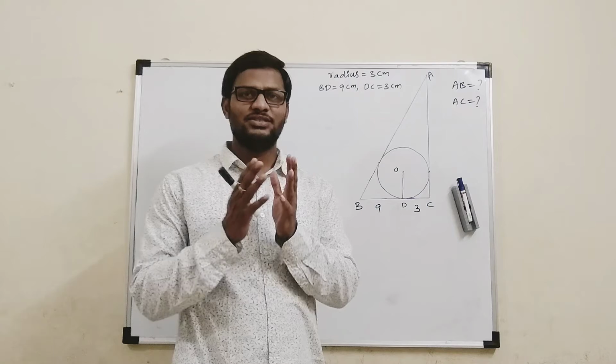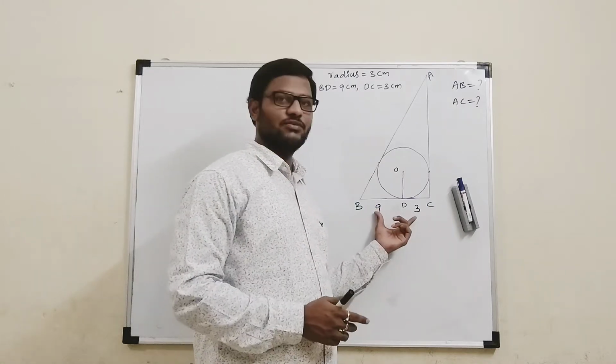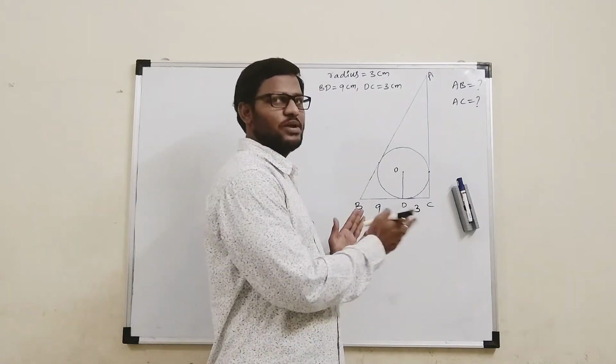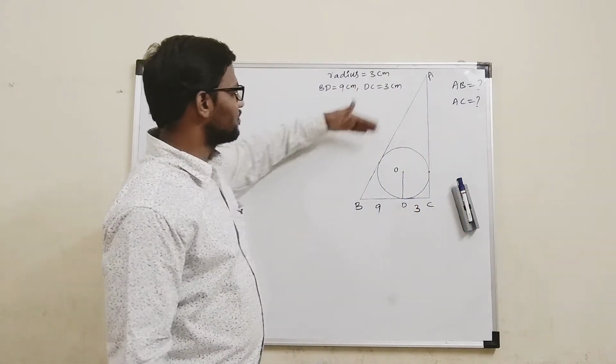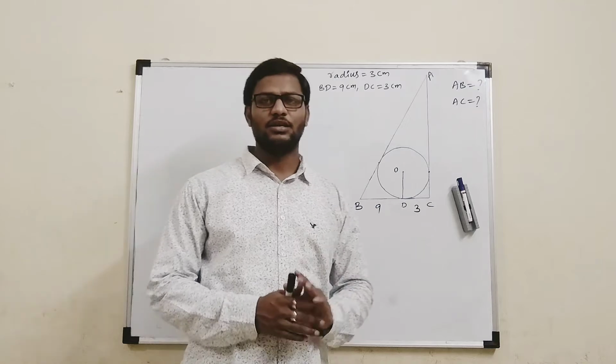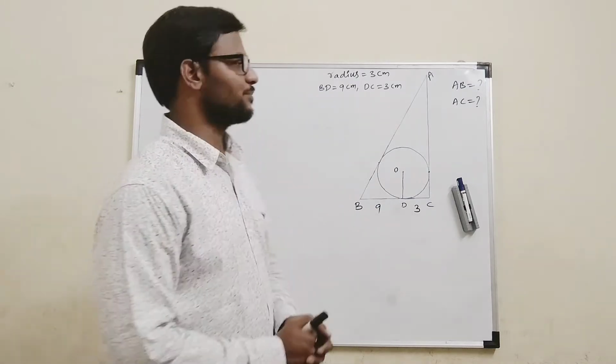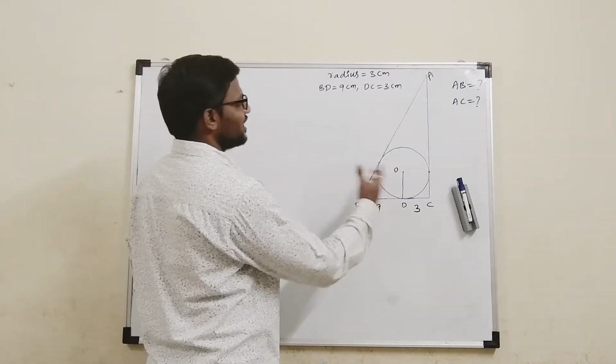So we have the sides in the triangle. The length of the third side BC equals 12 centimeters, 9 plus 3. And we have to find the lengths of AB and AC. We don't know the area of the triangle either. So how do we find the lengths of AB and AC?